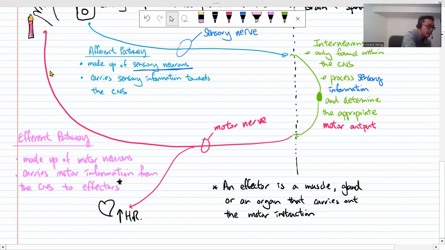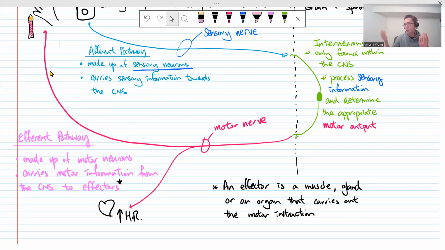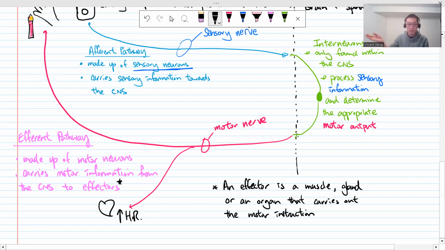Organ? Yeah, it could be an organ, or you can say body part. It could be a muscle, could be a gland. So in general, we call that an effector, right? So a neuron usually passes a signal onto another neuron, unless you are the last one, then you will pass it on to an effector.